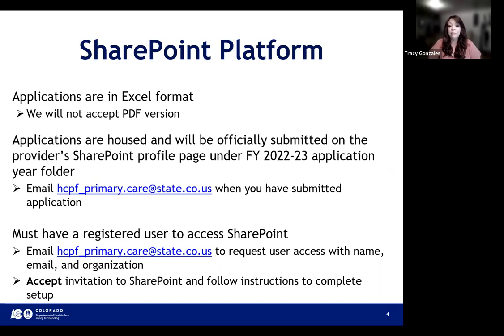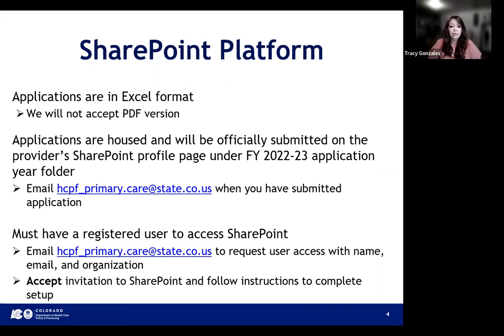Applications are in Excel format. We do not accept PDF version, and we ask that you not insert or try and attach any documents to the Excel workbook. All supporting documentation should be uploaded separately to the SharePoint platform. The fiscal year 23 applications can be found in your SharePoint profile page under a folder labeled 2022-23. Applications will be due May 20th, and we ask that once you have completed your application and uploaded all of your documents to SharePoint, that you email the department that you have officially submitted your application.